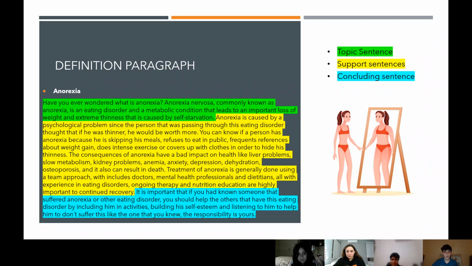Here we have that it is important that if you had known someone, had known will be the tense, the past participle. And here the concluding sentence is just to highlight the main points of this paragraph and to show its importance. And we can see also the responsibility is yours, which is the possessive pronoun.